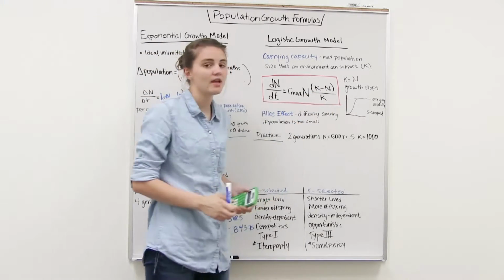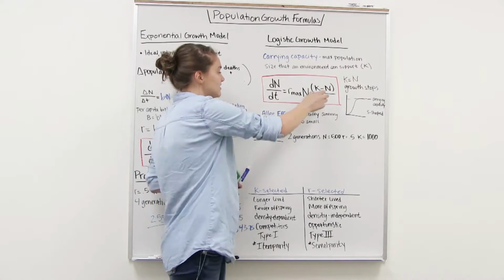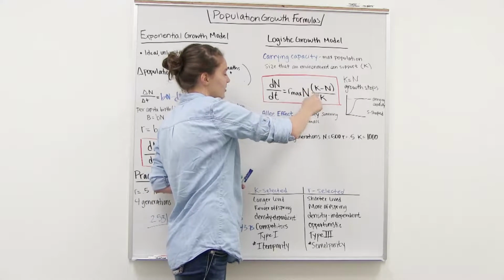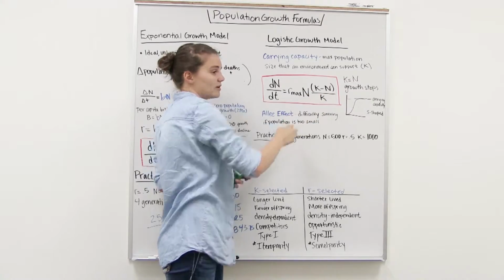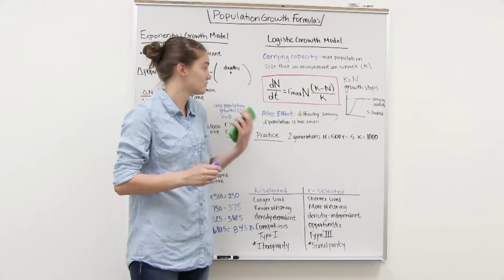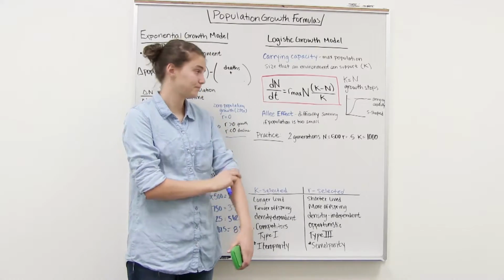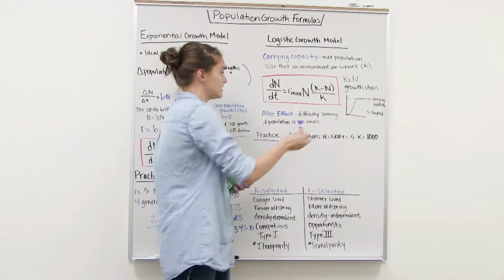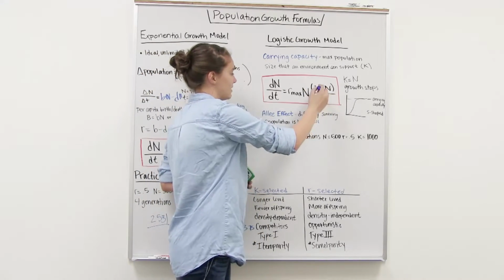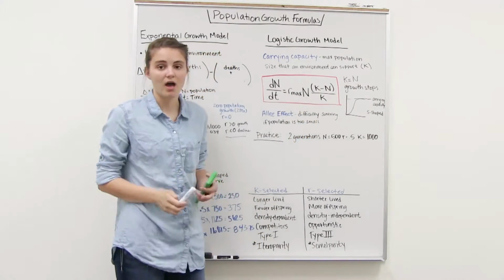Because if you think about it, as n gets bigger and closer to k, this is going to become a smaller number, and thus this whole thing is going to become a smaller number. And when we multiply this smaller decimal type number by these two numbers, we're going to have a smaller rate of increase. Whereas if n is very small, not close to the carrying capacity at all, this whole thing is going to become bigger, and thus we can have more growth.